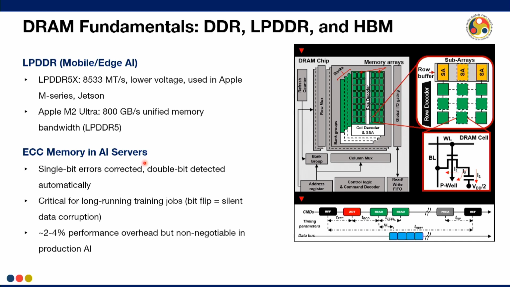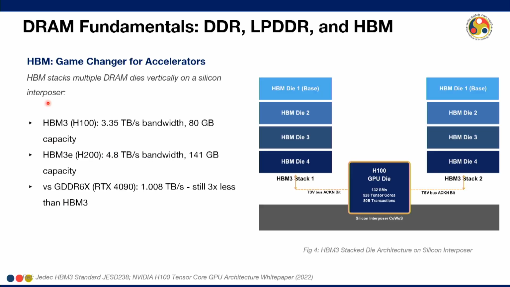So in addition to the bandwidth, we also have the overhead coming from the error correcting code running inside the memory systems. As I said, HBM is a game changer for accelerators. HBM is the high bandwidth memory that we mentioned. HBM stacks multiple DRAMs vertically on top of each other on a silicon interposer. You can see it here in this diagram.